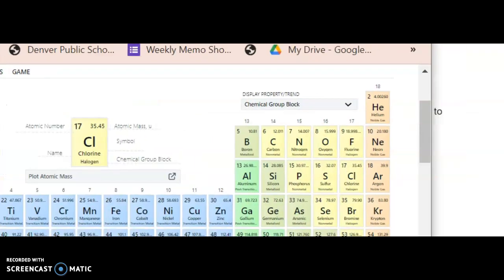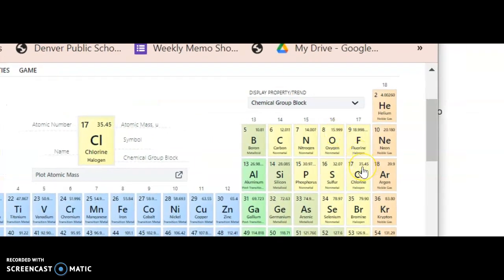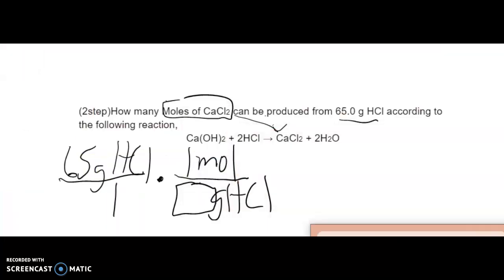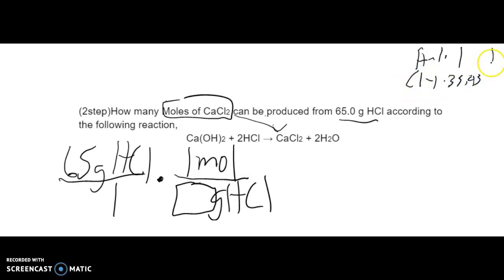H is 1, and what is Cl? Cl is 35.45. Do that math here. So I've got H, I've got one of them times 1. Cl, I've got one of them times 35.45. 1 plus 35.45 is 36.45, so that's what's going to go in here, 36.45. Great, I know I'm doing it right because my units cancel as I go.